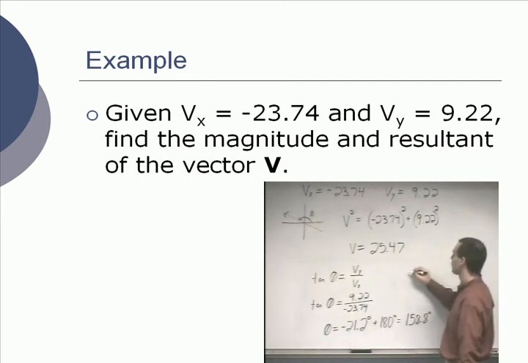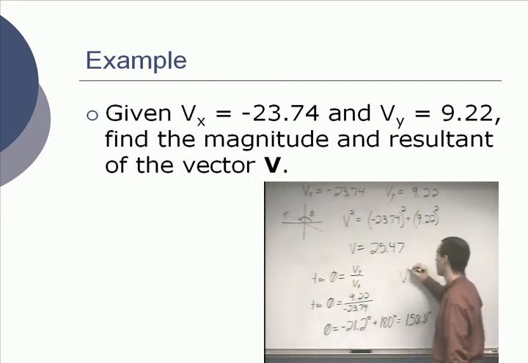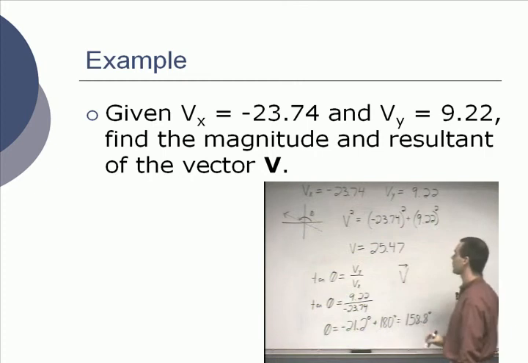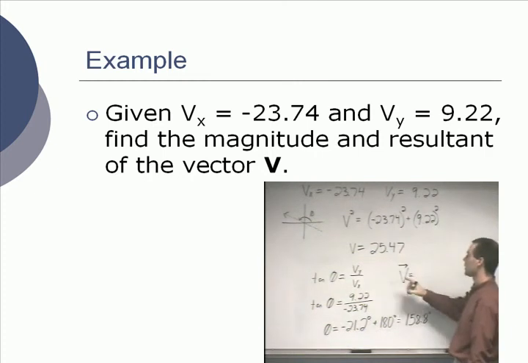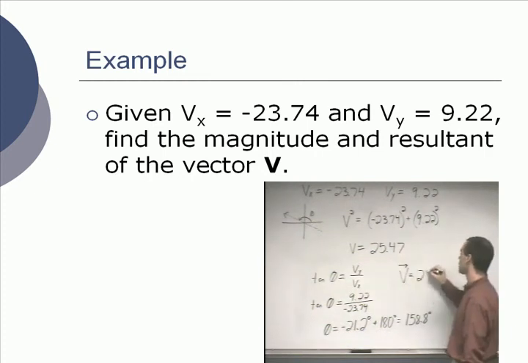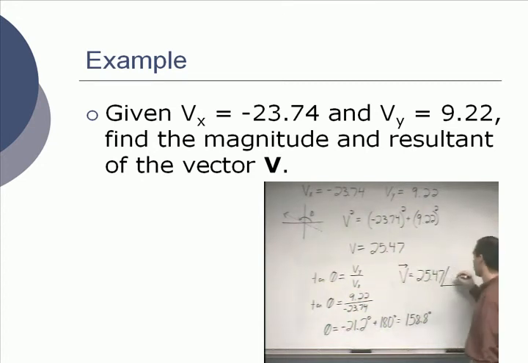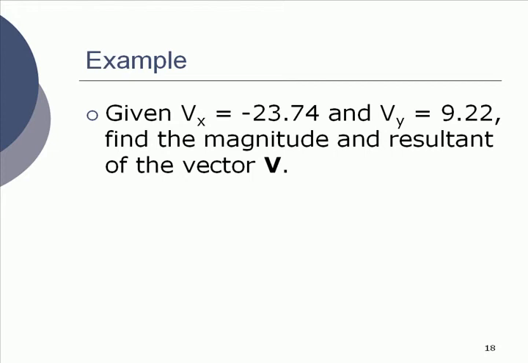And so then we can conclude that the vector, our resultant, vector v, now I will put the arrow because we're going to list the whole vector, it's equal to 25.47 at an angle of 158.8 degrees. And we're done. We found the resultant based on the x and y components. Questions up to this point?